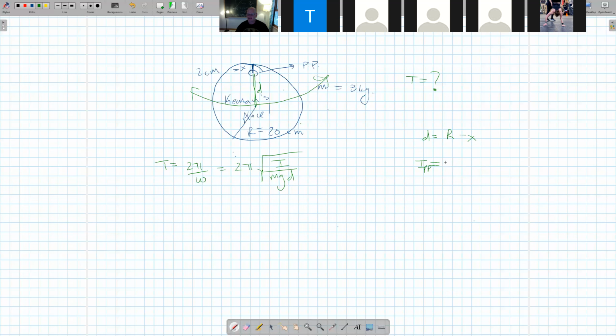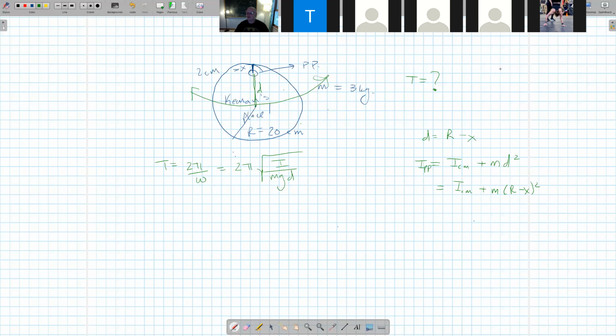So the parallel axis theorem says that the moment of inertia about that pivot point is the same thing as the moment of inertia about the center of mass, plus the mass of the object times the distance we are away from the center of mass squared, which in this case is going to be that distance of d. So it's the same thing as the moment of inertia about the center of mass plus the mass times the radius minus x squared.